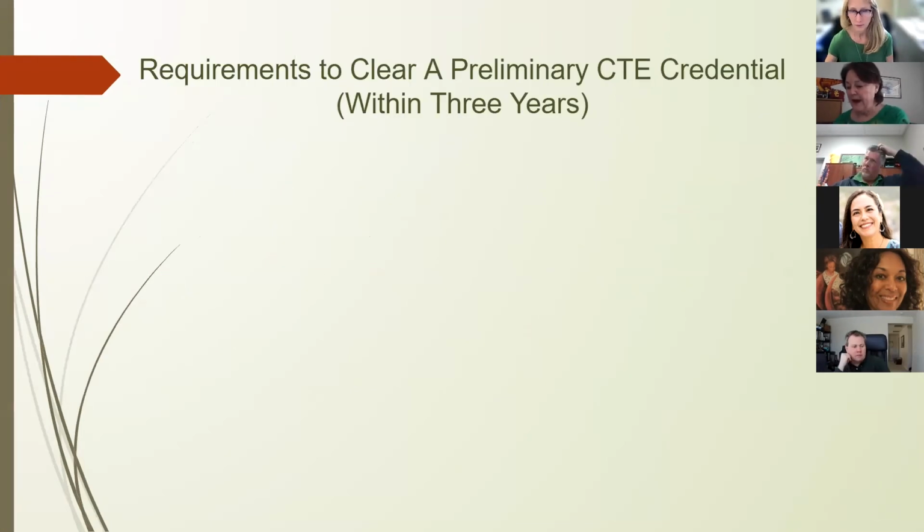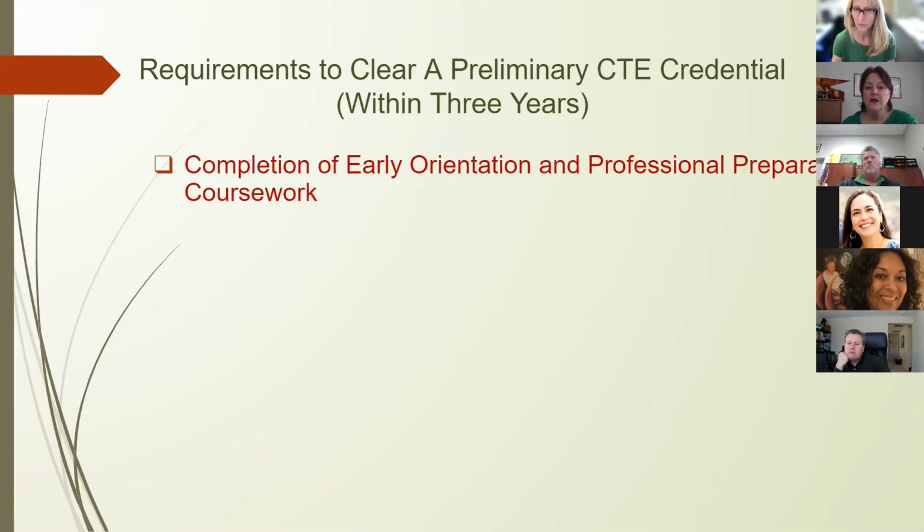We're going to talk now about the requirements to clear a preliminary CTE credential. So you've got your CTE credential and you got 3 years, the clock is ticking, right? So the first thing you need to do is start looking at completing what we call early orientation. We really like you to do that within the first month after you get your credential. Don't panic. If you don't get it done within the first month, it's not going to hurt anything. But you've got to do that early orientation before you start your professional preparation coursework.